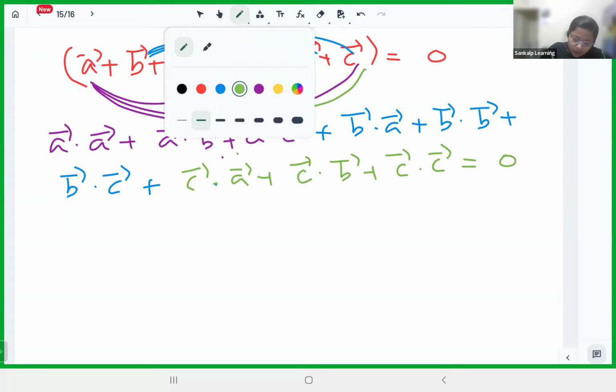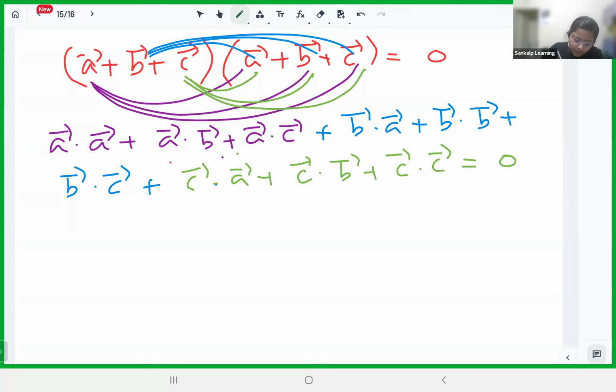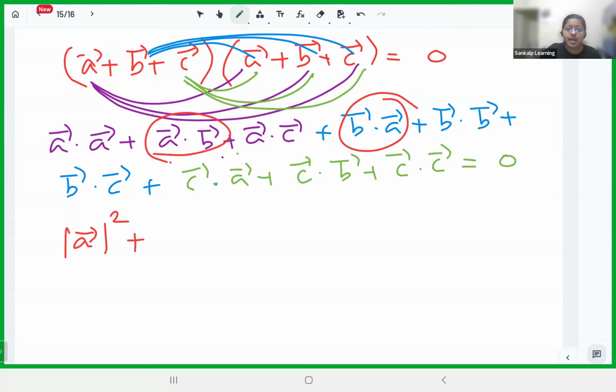And what is this A dot A? By the property of dot product, we know A dot A is nothing but magnitude of A square. And A dot B, then we have B dot A. Both are same, which means it is 2 into A dot B. Now take these two, A dot C and C dot A. Are they same? Yes, A dot C and C dot A are same. When it is cross product, they are different. A cross C will be equal to minus of C cross A. But here it is dot product. A dot C and C dot A both are same because we are doing scalar multiplication.